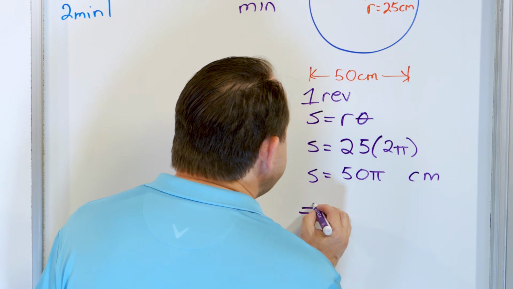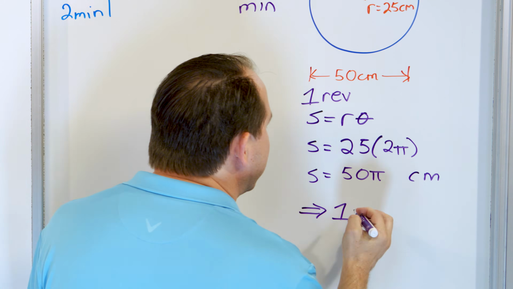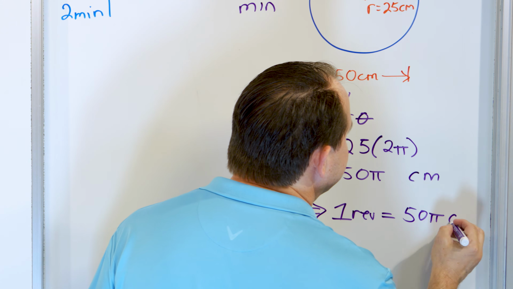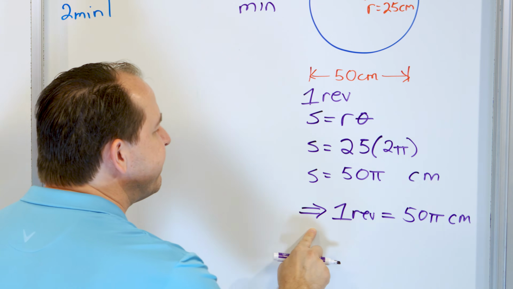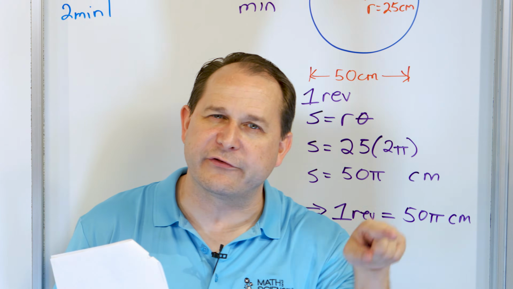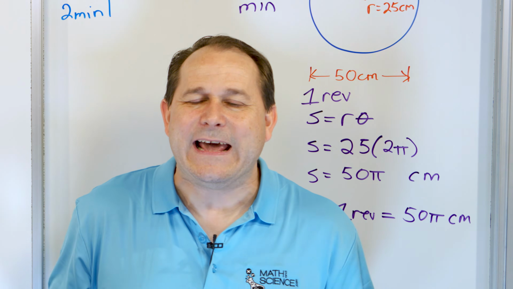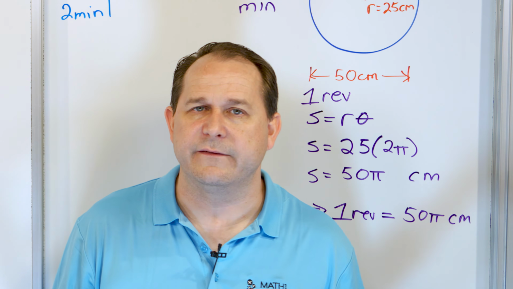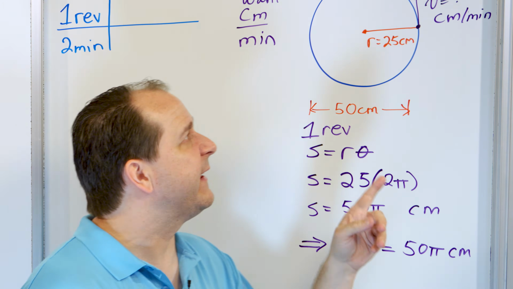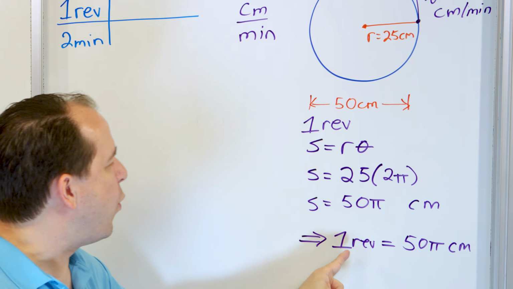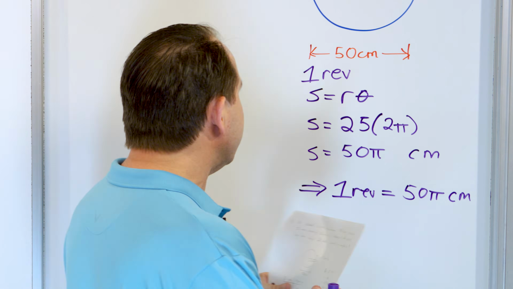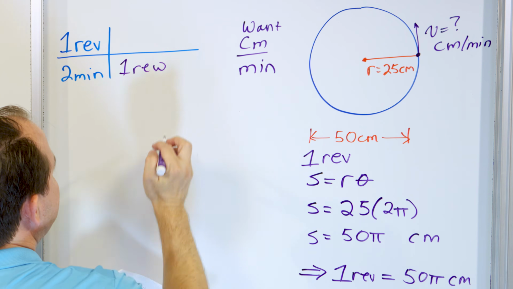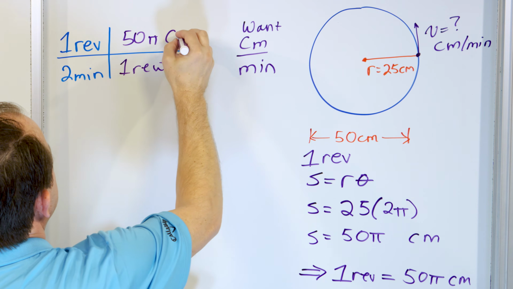Another way of saying that is we've made the equivalence that 1 revolution of the circle is equal in distance to 50 pi centimeters. This is another conversion factor. When we calculate the circumference around the circle, without saying it, what we're implying is that 1 revolution around the circle is equal to whatever the distance is. And it's an equivalence. It's a conversion factor. Just like 1 revolution takes 2 minutes, we're saying now 1 revolution is also this unit of distance. So what we can do is write it like that. We can put 1 rev on the bottom, and we can put the 50 pi centimeters on the top.